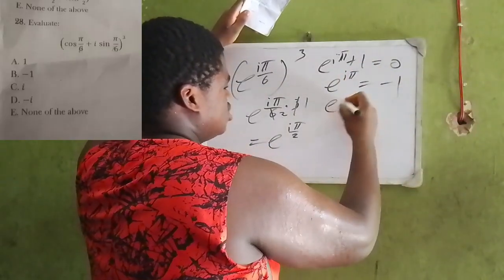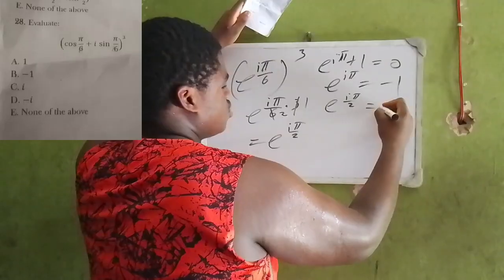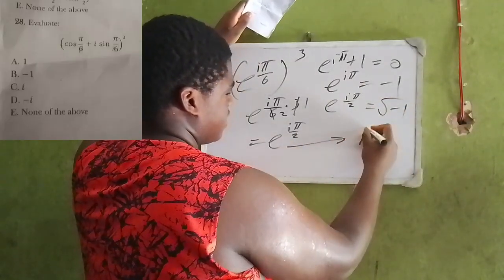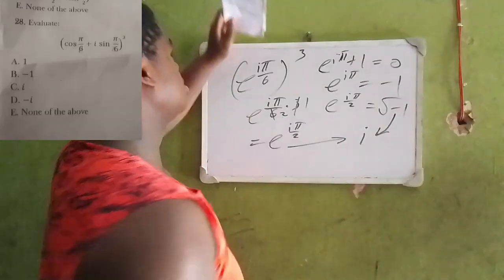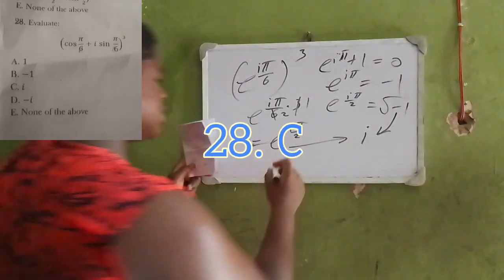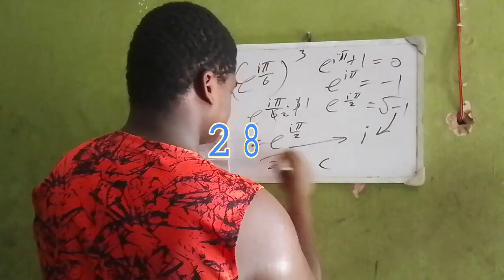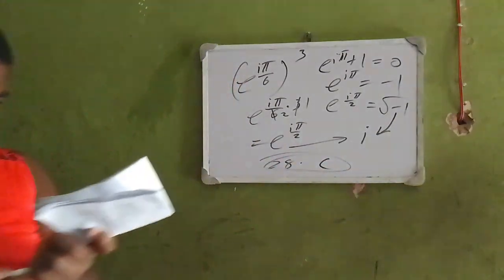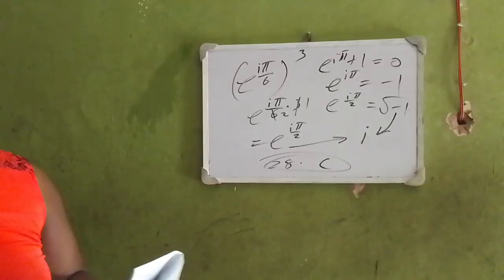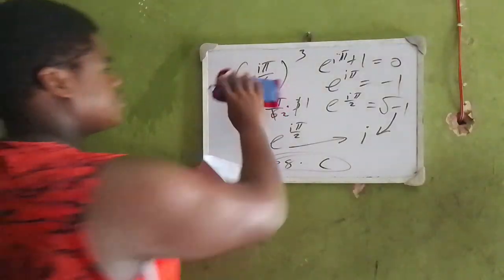And if we square root both sides, we have e to the power of i pi over 2 is going to equal the square root of minus 1. So e to the power of i pi over 2 is simply i. Square root of minus 1 is i. So it's simply i. And that's option C. So for question 28, we have option C. Cos pi over 6 plus i sine pi over 6, all to the power of 3, is simply i.